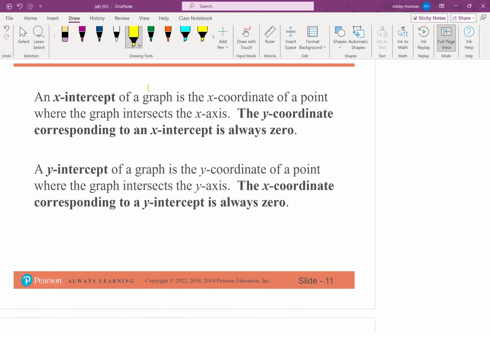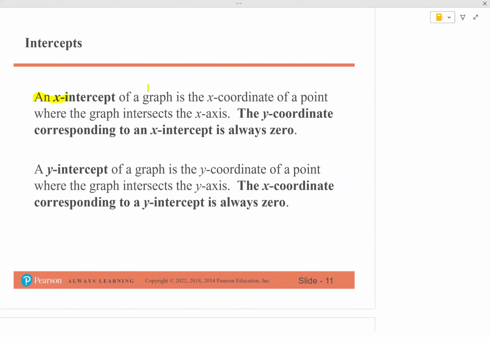Okay, the next thing to talk about as far as graphs go is one of the most important parts of the graph of an equation, the x-intercepts or the y-intercepts. And it's a good name because it's exactly what it sounds like. An x-intercept of a graph is the x-coordinate of a point where the graph intersects the x-axis. The y-coordinate corresponding to the x-intercept is always 0.